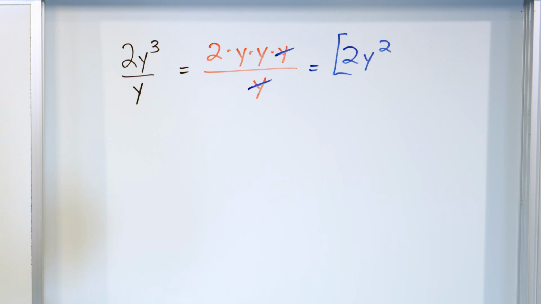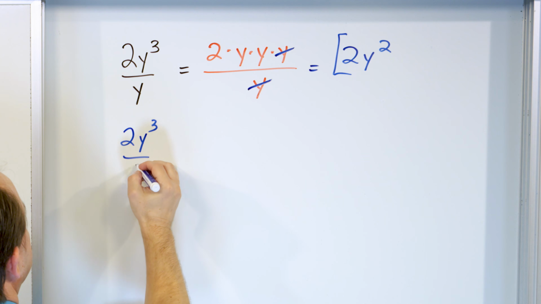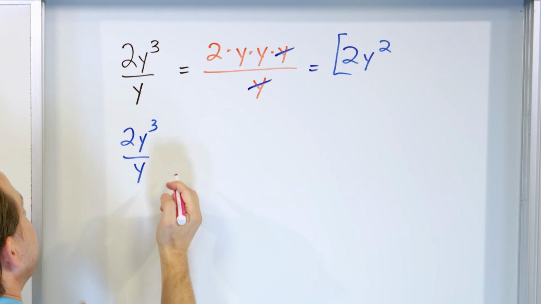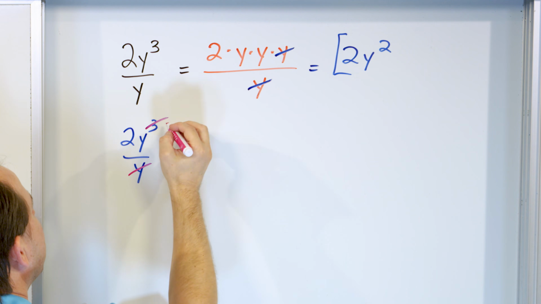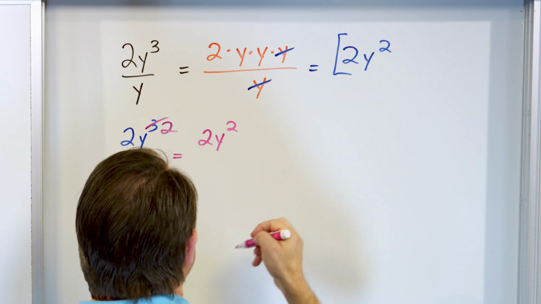If I were to do it with cancellation, kind of like not the long way, what would I do? I would recognize that I have a single y on the bottom and 3 of them on the top. So this one will cancel with 1 of them, leaving 2 left over. So I would have 2y squared left over, which is exactly what I got.